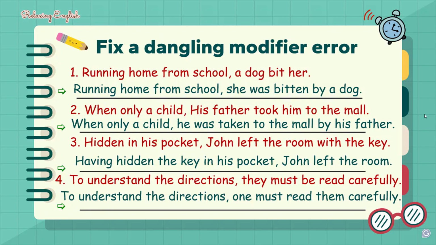To sum up the things that we have learned today, a dangling modifier is a sentence part that fails to modify the subject. So we need to fix this sentence by adding a subject, adding a pronoun, or changing between active and passive voice, because we need a subject to modify.